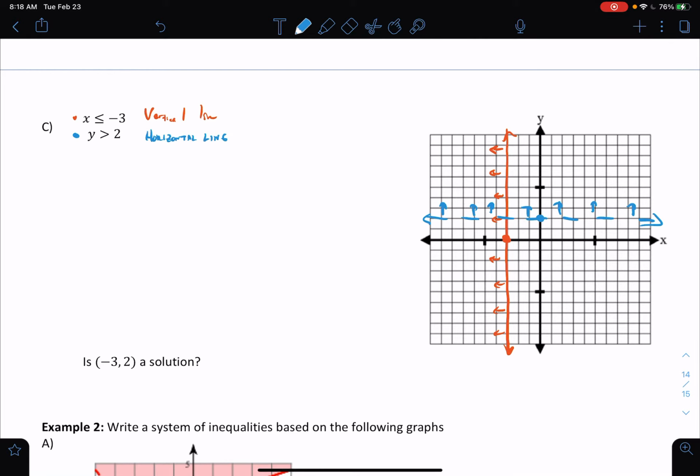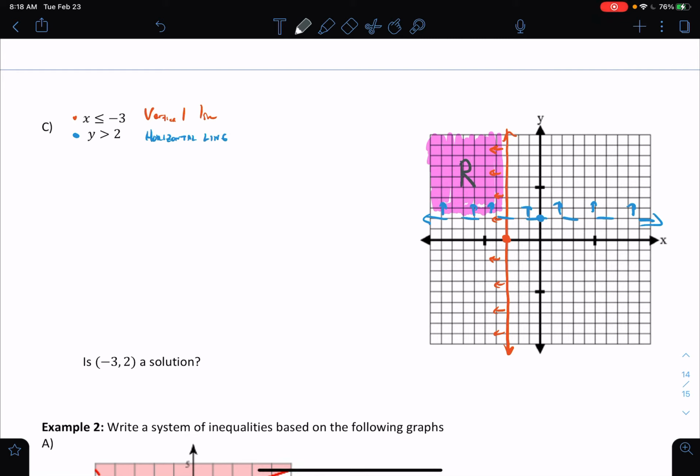So I'm looking for where the regions overlap. Hopefully you see that it's right here, because this is where I shade above the blue and to the right of the orange. So this is my solution region.